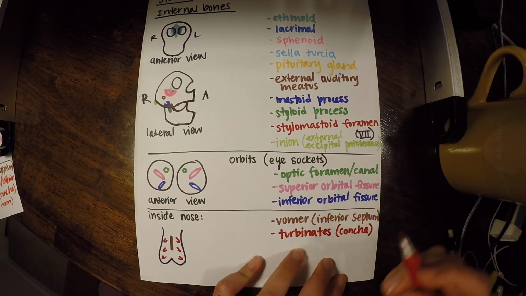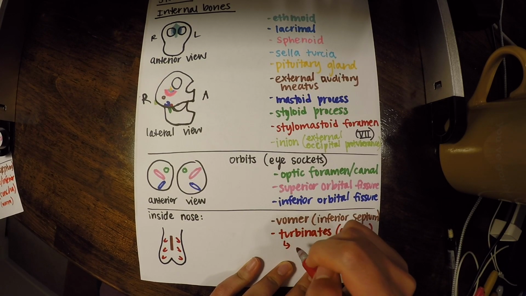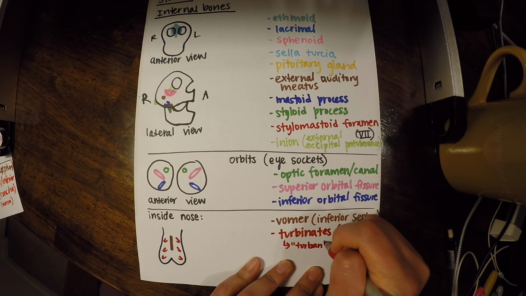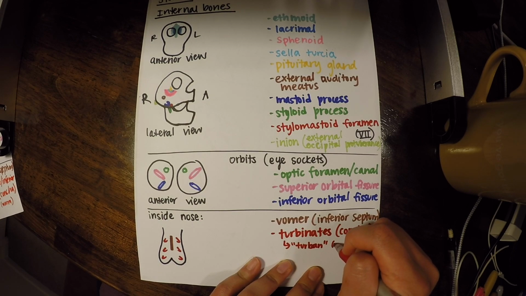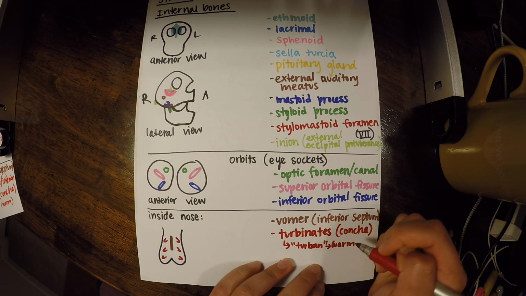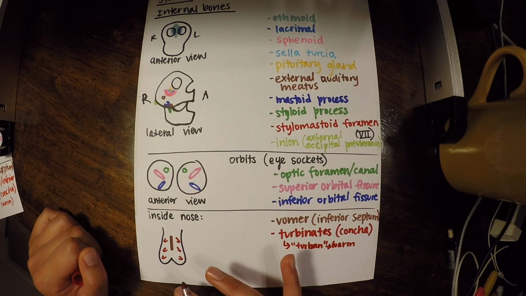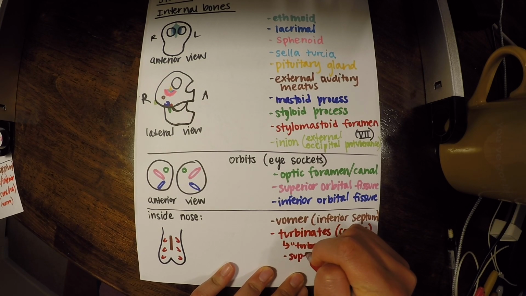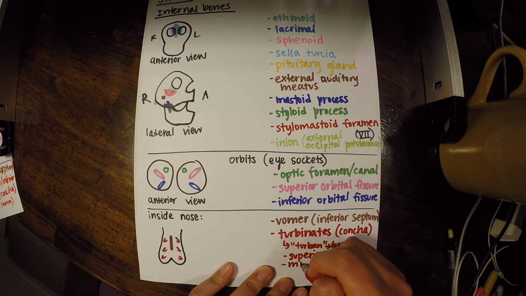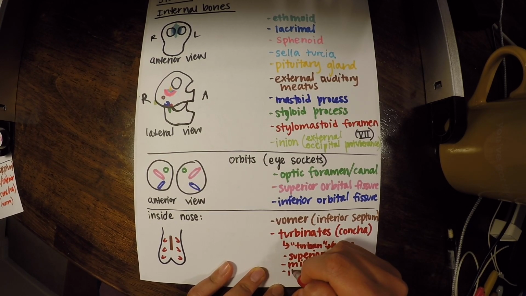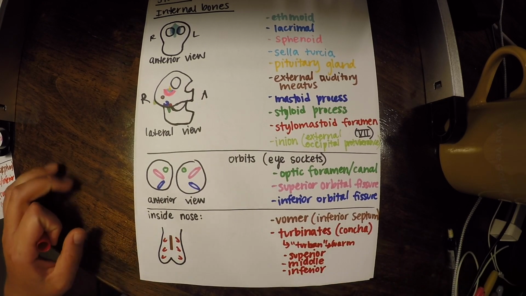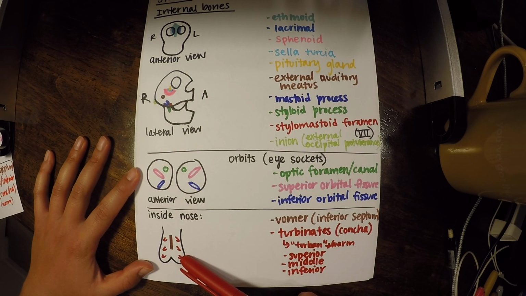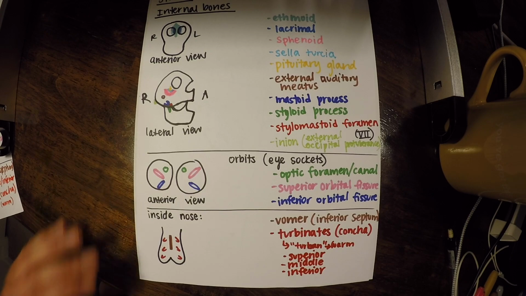And something to note is that the turbinates, I'm just going to write down what they mean. Turbine means to warm. So these structures assist in warming contents of the nose. And there is a superior, middle, and inferior turbinate. So that's superior, middle, and inferior.